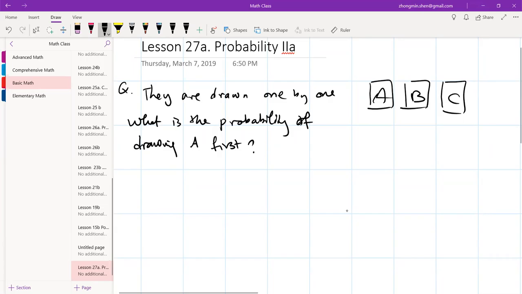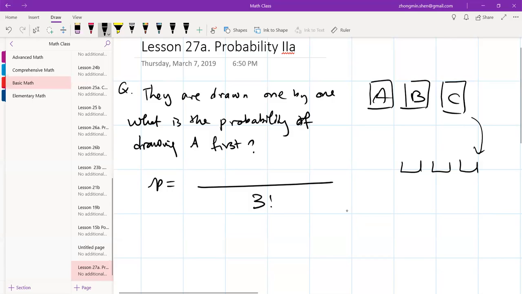Now there are a couple of ways to do that. You draw one by one, but you have to draw three. It's the same as just drawing one and getting an A. So the probability is, first of all, the number of all possible outcomes. If you draw one by one, you put them in order, and there will be three factorial different sequences. Could be A, B, C, could be C, A, B.